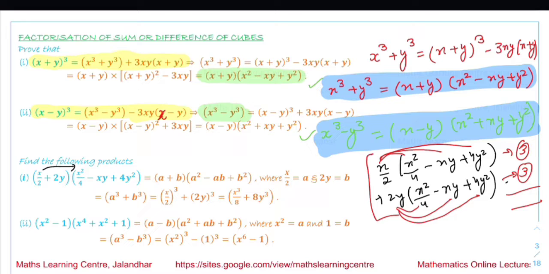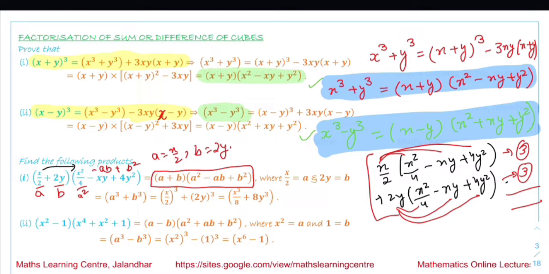Second thing we are trying to do here is, suppose this term is a, this is b. The next term is just like a², the next term is −ab, and the next term is +b². So we are considering a = x/2 and b = 2y. So we see that (a + b)(a² − ab + b²) is just like the formula given over here.